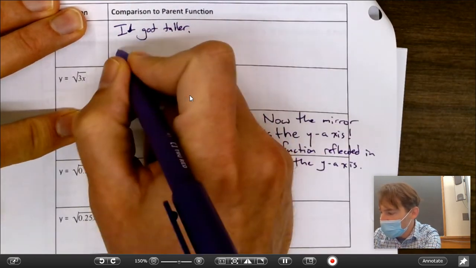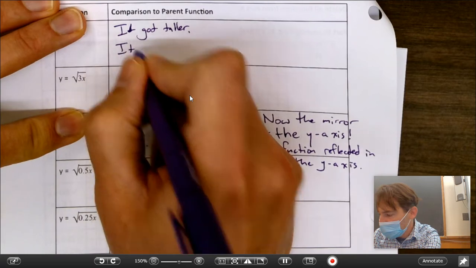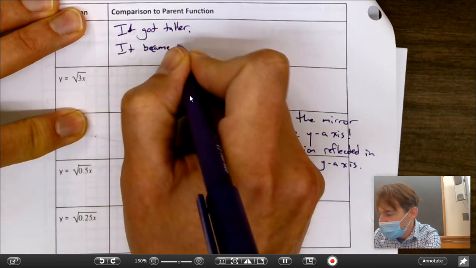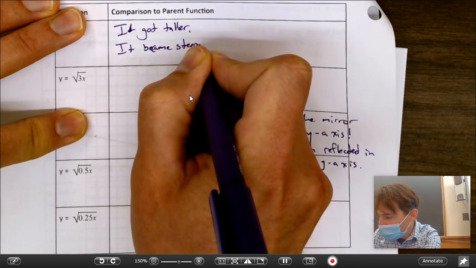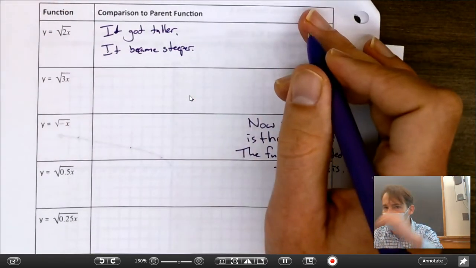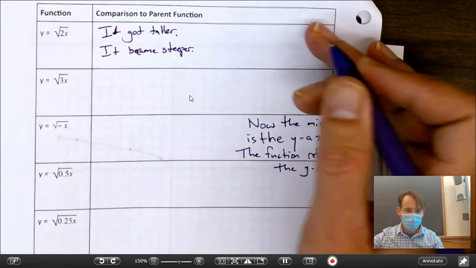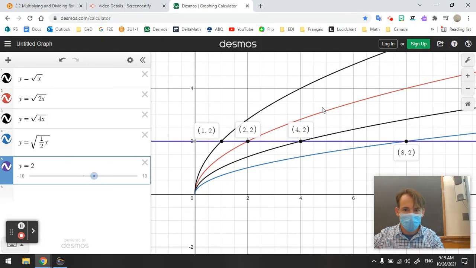It got taller. It became steeper, maybe. You might notice these things. You might say it's starting to look more like an exciting ski hill. Okay, you might notice that this red one might be exciting to ski down, whereas the parent function is looking a little bit more like cross country, and now this is more like alpine.